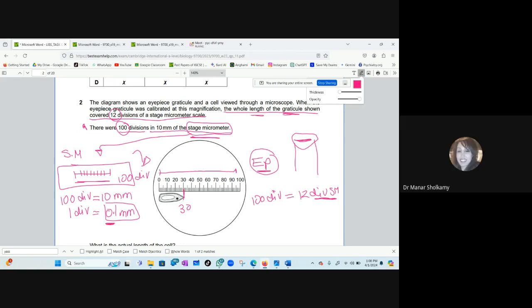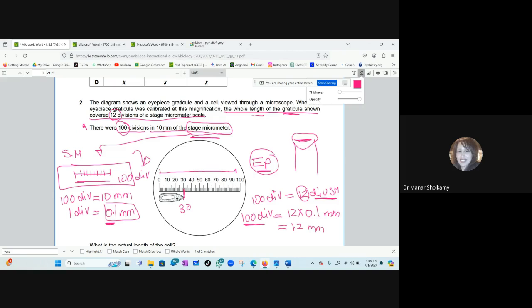0.1 millimeter. So 12 divisions is how much millimeters? 1.2. Yes, 12 times 0.1. So let's go back to my eyepiece graticule. 100 divisions is equal to 12 times 0.1 millimeters. We are now talking about the 100 divisions on the eyepiece graticule. So 12 times 0.1 is 1.2. So 100 divisions is 1.2 millimeters on the eyepiece graticule.